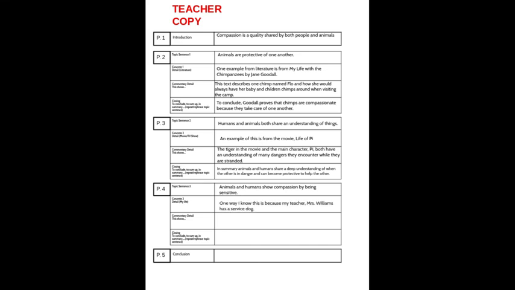One way I know this is because my teacher, Mrs. Williams, has a service dog. Now I'm going to describe how that detail relates to the topic sentence. Her dog is trained to be sensitive enough to detect when she is not feeling well, and the dog can get help for her. Now, once I've proven my point, I can close out the paragraph. In conclusion, dogs have instincts that help them to be more like humans. They can also be trained to be better at some things too.